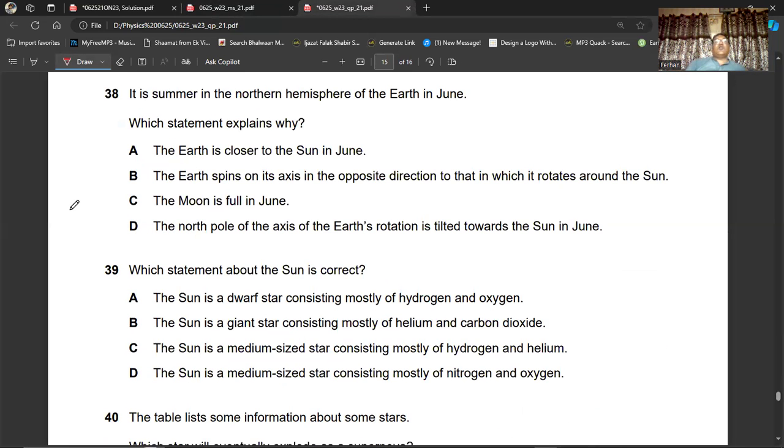Question number 38. It is summer in the northern hemisphere of the Earth in June. Which statement explains why? You see, the Earth tilts around its axis as it orbits around the sun. So its northern hemisphere is now facing at an angle towards the sun. That's why there is summer. So the north pole of the axis of the Earth's rotation is tilted towards the sun in June. This is the choice. Question number 38. D is the right choice, sir.